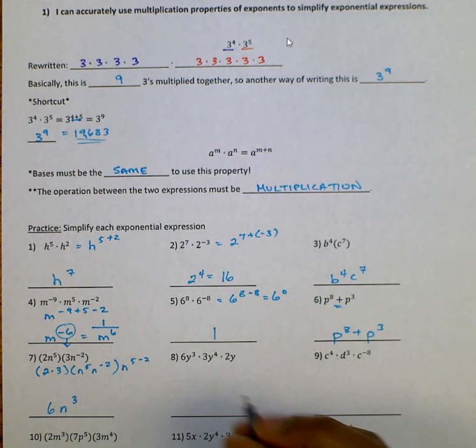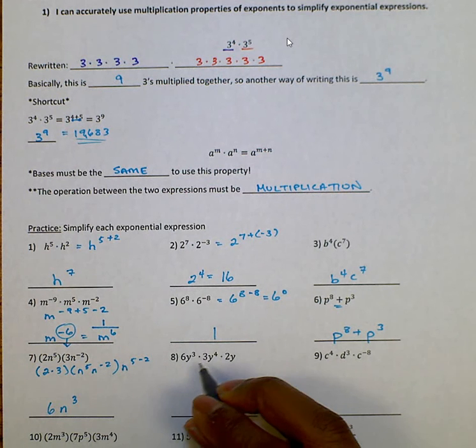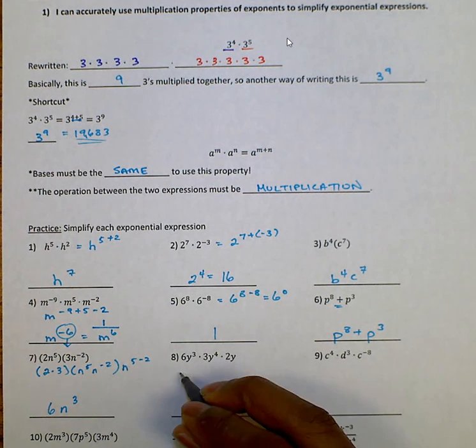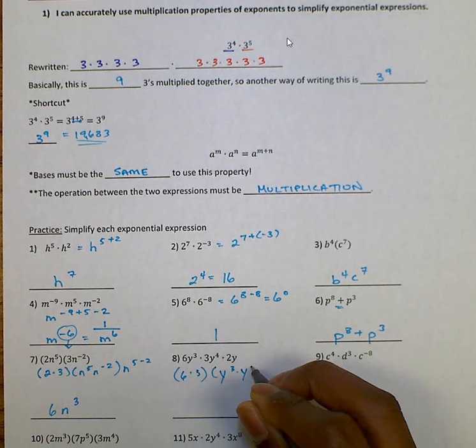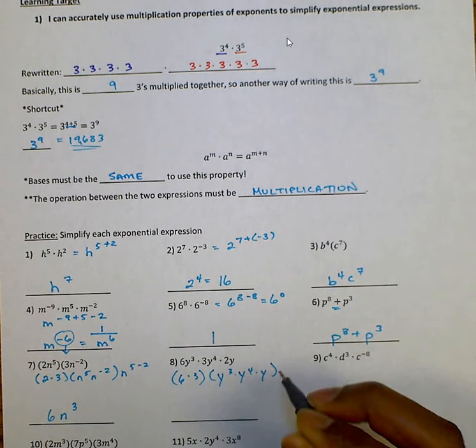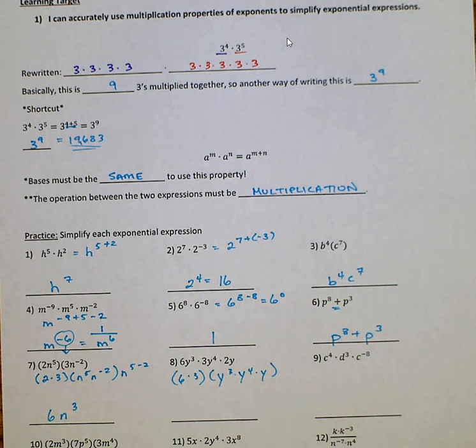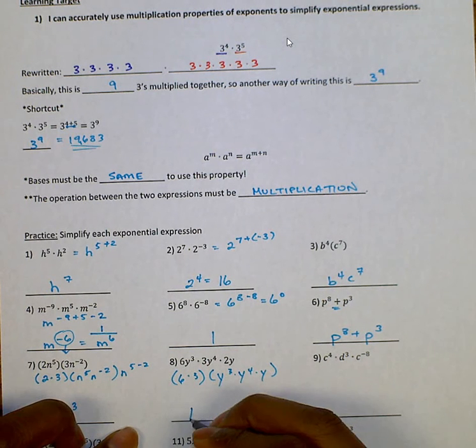Okay. Alright. Another problem, kind of the same thing. We have 6 times 3, y to the 3rd times y to the 4th times y. Now this is a really tricky problem because a lot of people will write this as 18 times y to the 7th.